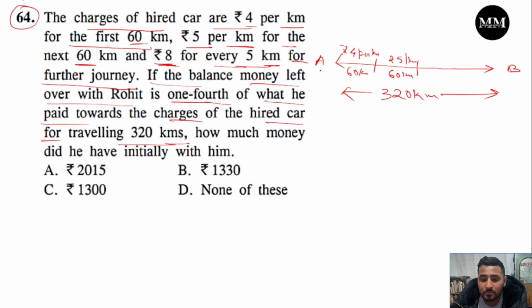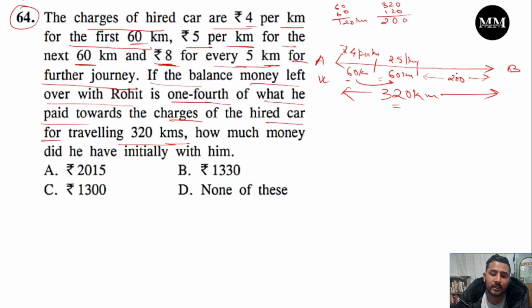Okay, now for the first part, they are charging rupees 4 per kilometer to travel 60 kilometers. For the next part it is rupees 5 per kilometer to travel 60. So we don't know about this distance. So how will we find it? Add 60 plus 60, which will be 120 kilometers already traveled, and the total distance is 320. So what we'll do is 320 minus 120. You'll get how much? 0, 0, 2. The remaining distance will be 200 kilometers. Okay, 200 kilometers. So we'll have to find this one. For 200 kilometers, how much Rohit has traveled.